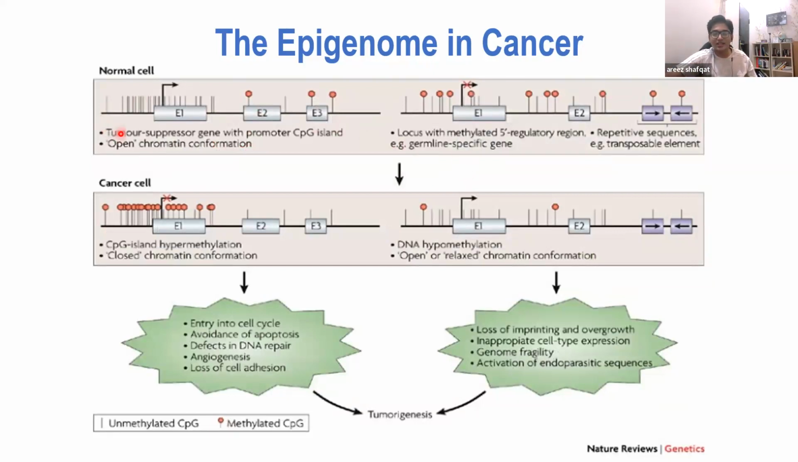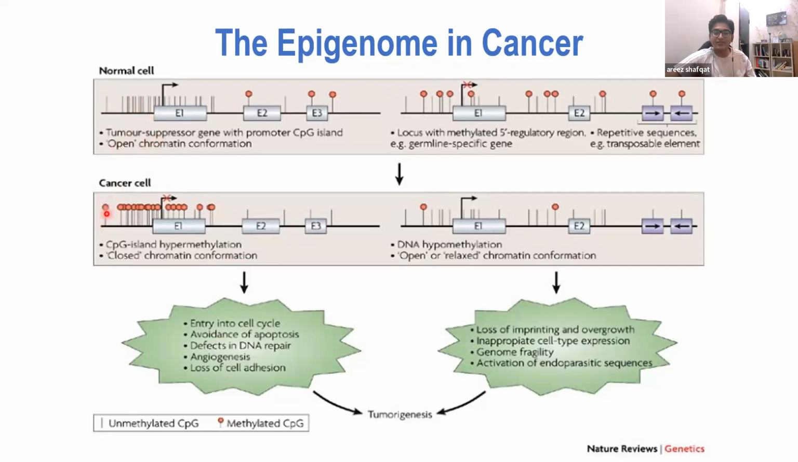So this is a normal gene in a normal cell. You see, this is the promoter of a gene. These are exons here. And these are all cytosine residues, these spikes here. And so this gene is a tumor suppressor gene in a normal cell, and it's expressed. And it's in an open or euchromatin conformation because its histones are acetylated.